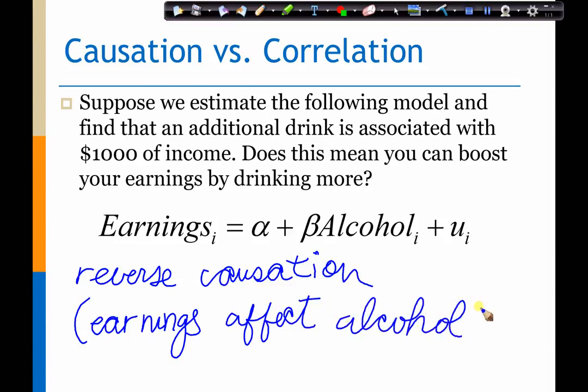By estimating this model, earnings as a function of alcohol, we are hypothesizing that alcohol affects earnings. Probably the other way around is more reasonable, that earnings affect alcohol consumption. The more you earn, the more money you have to buy alcohol. So even if we estimated the model with earnings as our y variable, and we found a positive relationship, that is simply correlation. It's not causation.